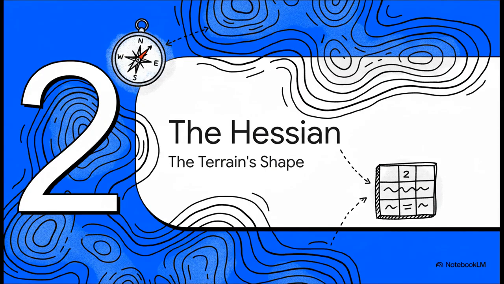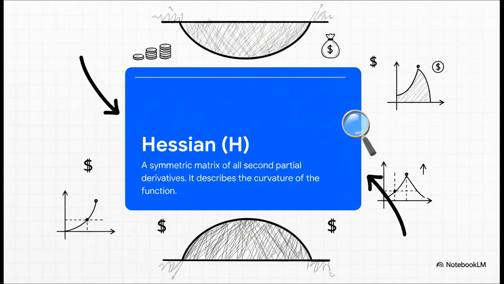But a compass isn't enough. Just knowing which way is uphill doesn't tell you if you're about to walk off a cliff. You also need a map, something that shows you the shape of the terrain. And that brings us to our second tool, the Hessian matrix. The Hessian is a big grid of all the second derivatives. Now, if the gradient tells you the slope, like your speed, the Hessian tells you how that slope is changing, kind of like your acceleration.